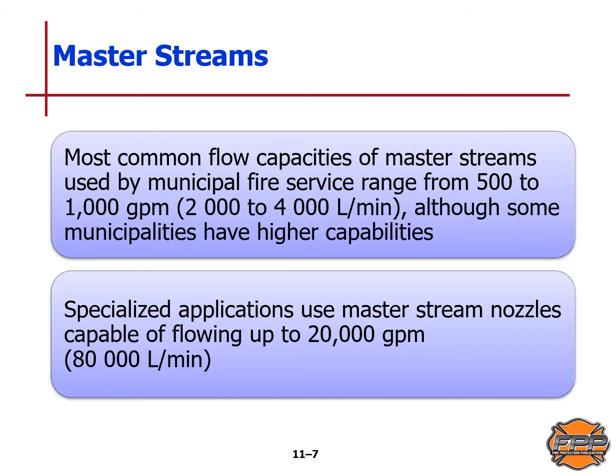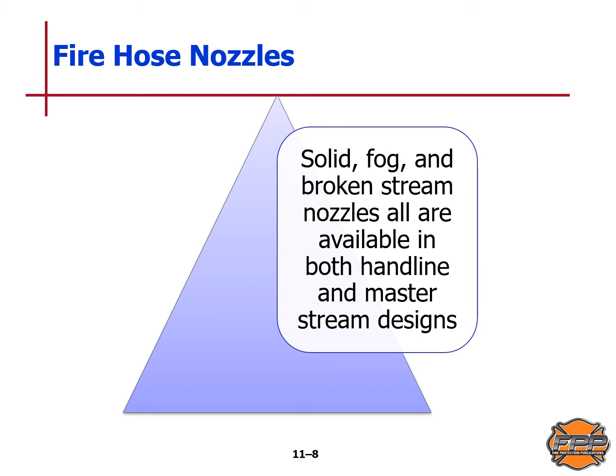Most common flow capacities of master streams used by municipal fire services range from 500 to 1,000 gallons per minute, which is 2,000 to 4,000 liters per minute, although some municipalities do have higher capability. There are specialized applications that use master stream nozzles capable of flowing up to 20,000 gallons per minute or 80,000 liters per minute. Solid, fog, and broken stream nozzles are all available in both handline and master stream designs.